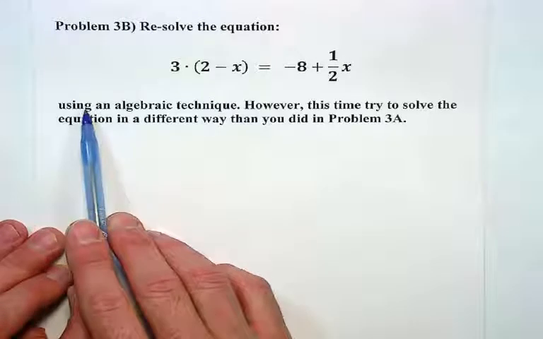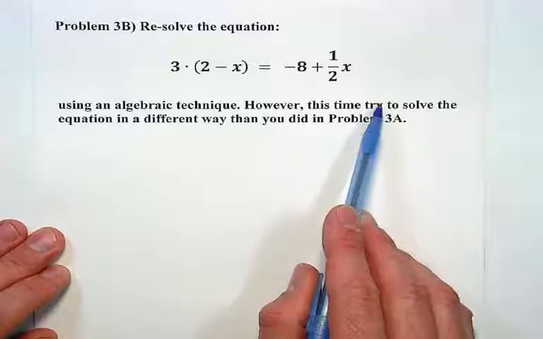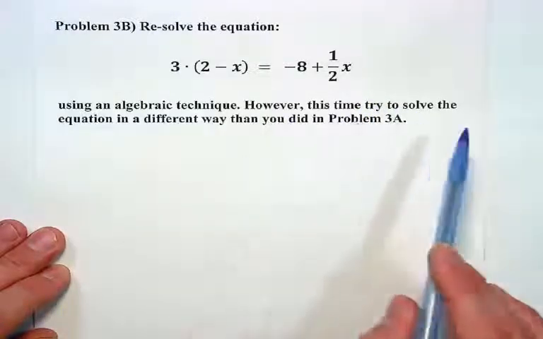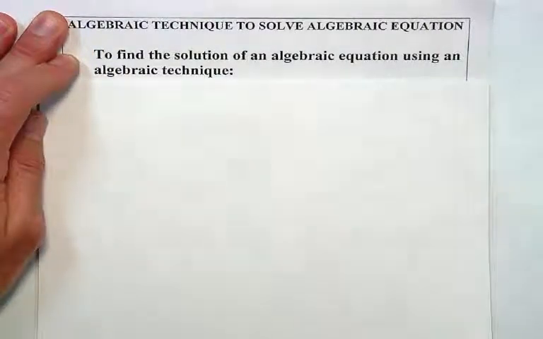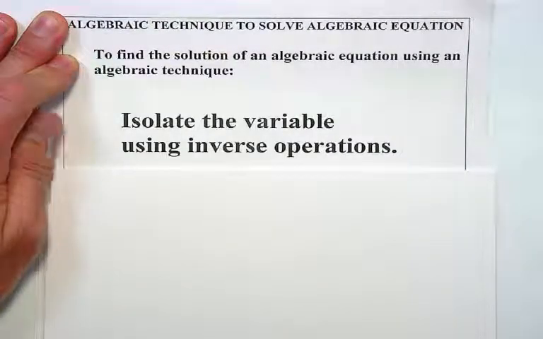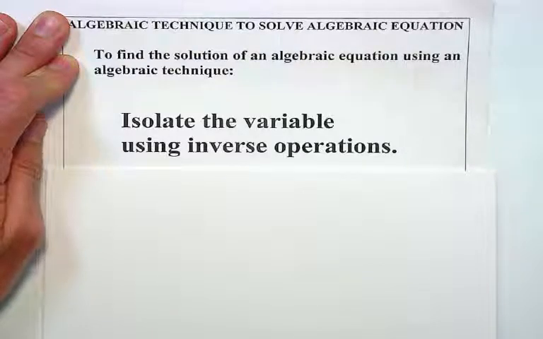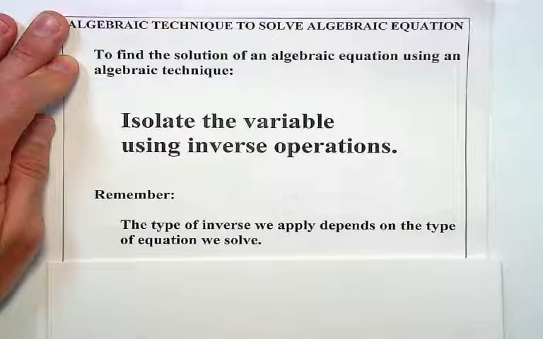We're going to solve this using an algebraic technique. However, this time, let's try to solve this equation in a different way than we did in problem 3a. We immediately recall that to find the solution of an algebraic equation using an algebraic technique, we're going to isolate the variable using inverse operations, of course. Get the variable on one side by itself, a value on the other side so that it is in the form of a solution. Remember that each inverse we apply depends on the equation type we solve.